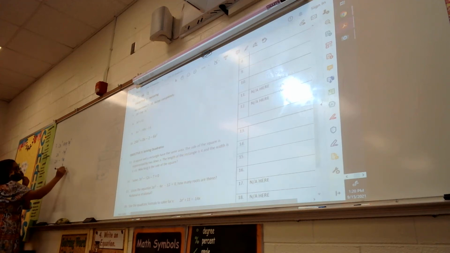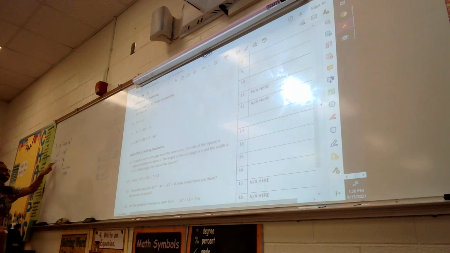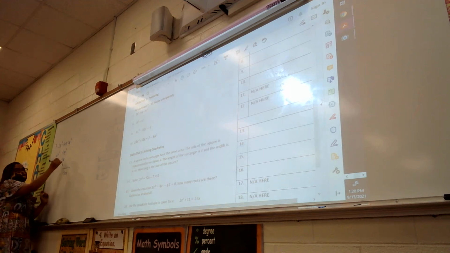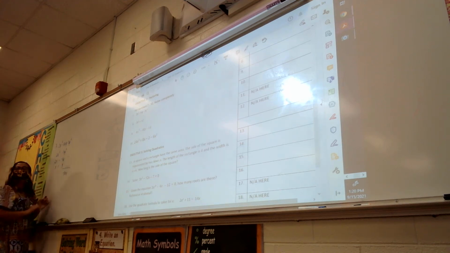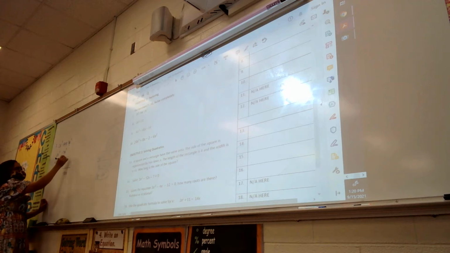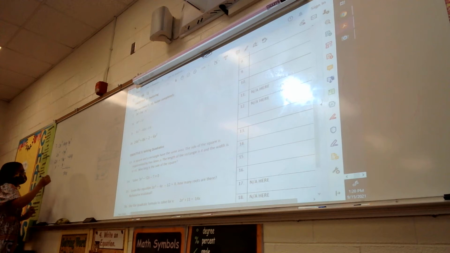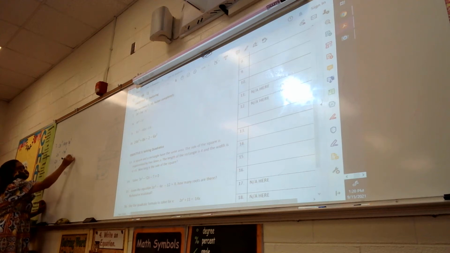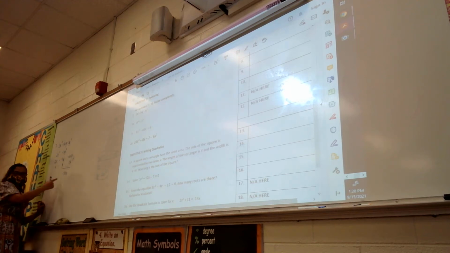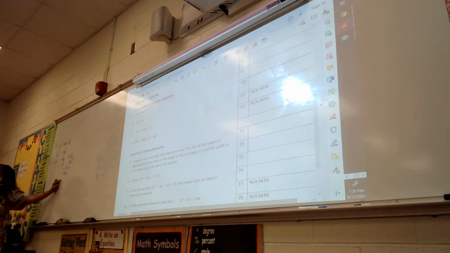Let's see if that works. I think it works, right? What's 2x times negative 3y? Negative 6xy. What's x times y? Yes. Now, if I'm going to add this one, do you think it will give us negative 5xy? Yes. Of course. So we got it right. Good job, good job, good job.